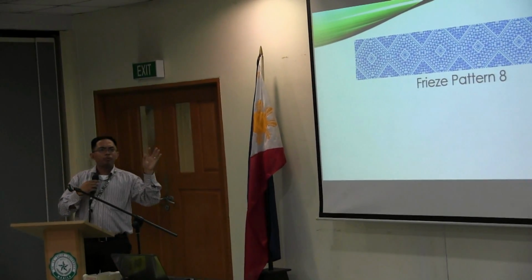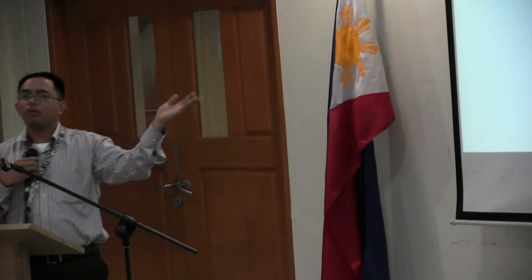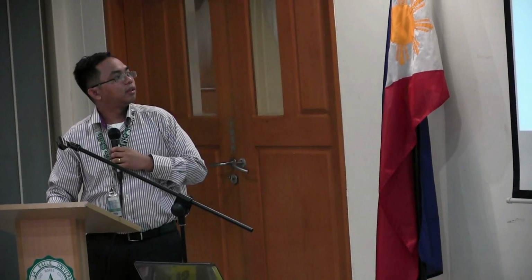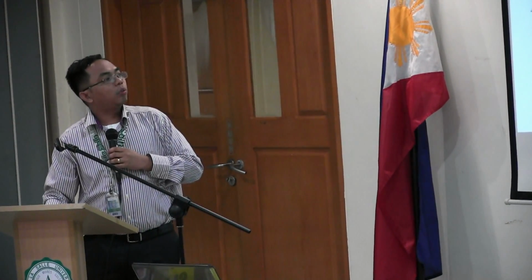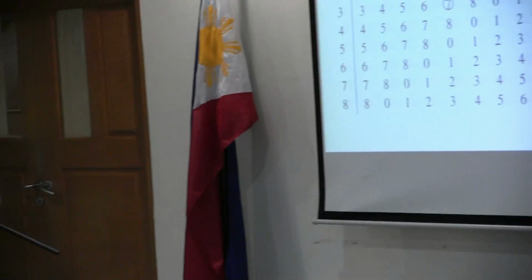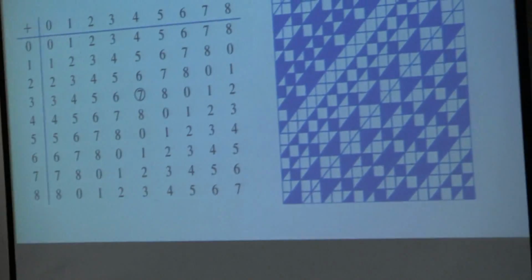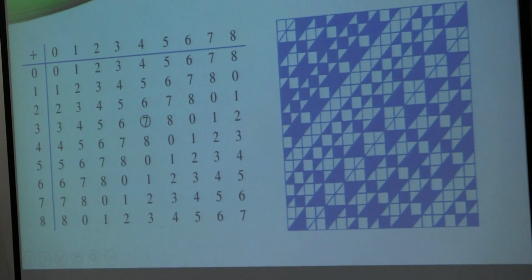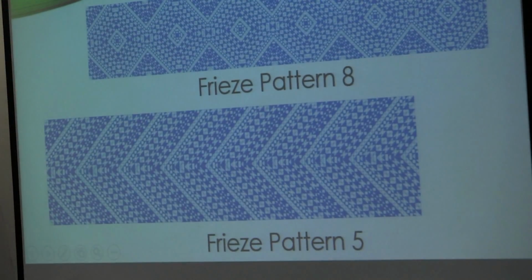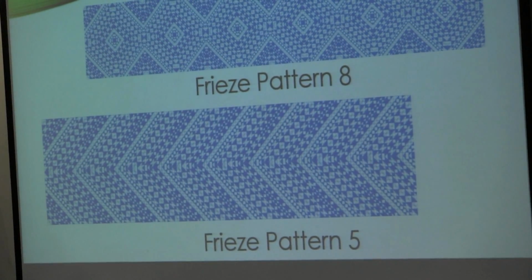But what if lahat puro freeze pattern 8, no? Paano kung hindi ganun yung gawin kong process of constructing the design? I can use this one. I don't want to reflect it vertically. I just want to reflect it horizontally and translate the resulting figure. I would end up with this one. It's a freeze pattern of pattern 5.